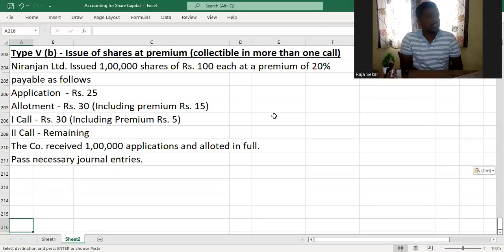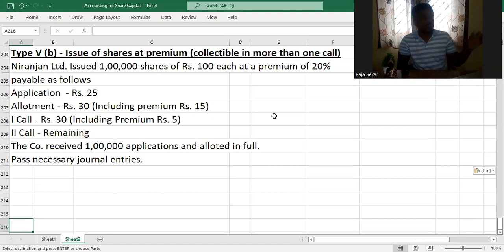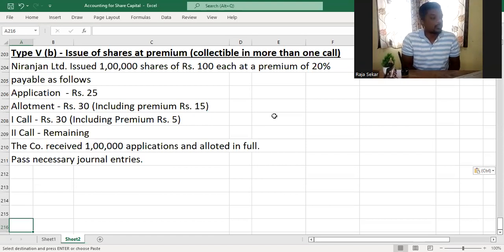We have Niranjan Limited issued 1 lakh shares of rupees 100 each at a premium of 20% payable as follows. Application is 25. Allotment is rupees 30 including premium of rupees 15. And first call is rupees 30 including premium of rupees 5. So the premium amount of 20 rupees, unlike the previous problem, is collected in two installments here. One along with allotment money and the other along with first call money. Understood? And the company received 1 lakh applications and allotted in full, and they're required to pass the journal entries.